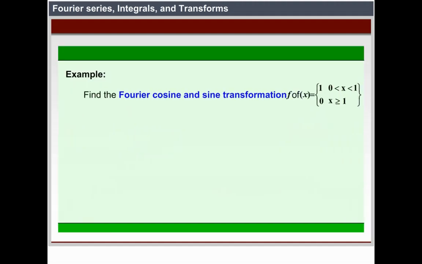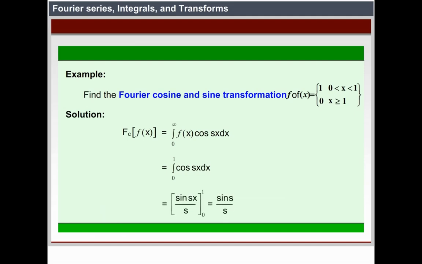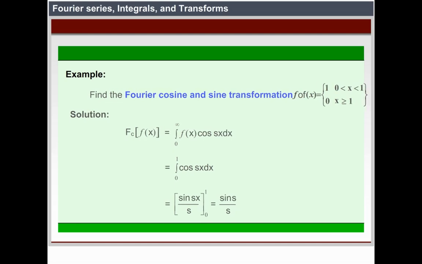Example: find the Fourier cosine and sine transformation of f of x equal to 1 for 0 less than x less than 1, 0 for x greater than or equal to 1. Solution: capital Fc of f of x equal to integral 0 to infinity f of x into cos sx into dx, equal to integral 0 to 1 cos sx into dx, equal to, after integrating, sin sx by s with the limit 0 to 1, equal to sin s by s.